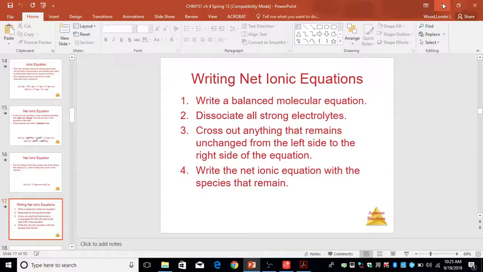I only ask you to write a couple of them, but keep in mind, if you need more practice, you can go at the end of the chapter and look for net ionic equations to write there. Your lab would be an excellent way to practice.